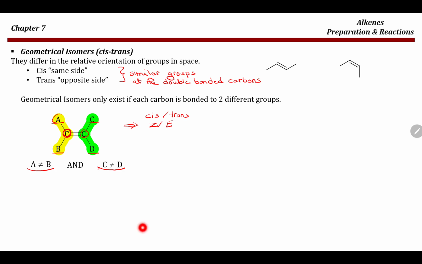Okay, so those should be different. A should be different than B, and C should be different than D, which means that each carbon should have two different groups. If the carbon is bonded to two similar groups, then there are no cis-trans isomers.